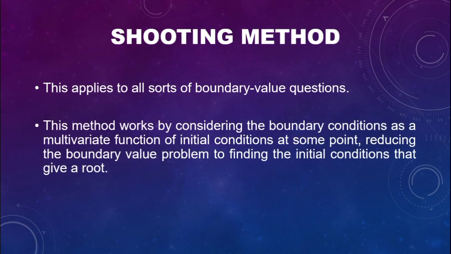Second, the shooting method works by considering the boundary conditions as a multivariate function of initial conditions at some point. So, before we proceed, when we say multivariate, it is having or involving a number of independent mathematical or statistical variables rather. So, it is reducing the boundary value problem to finding the initial conditions that give a root.